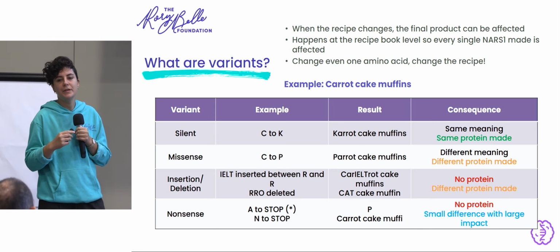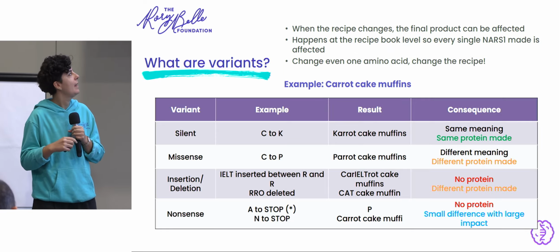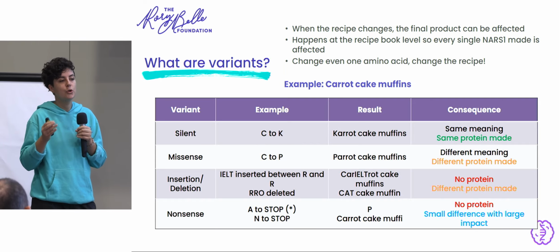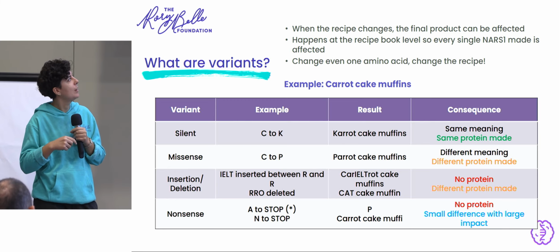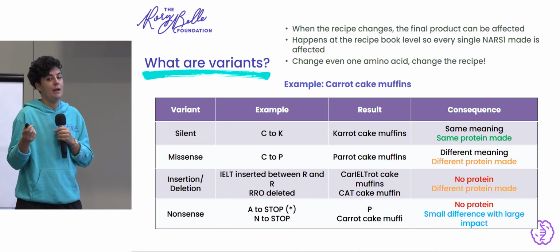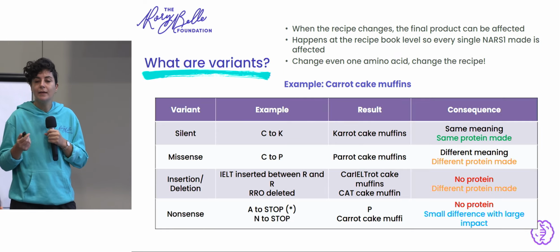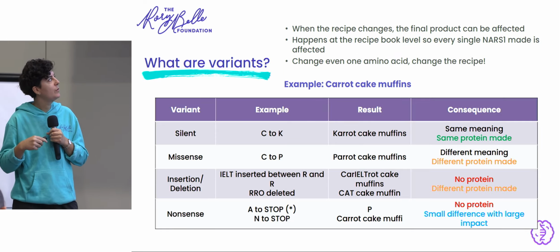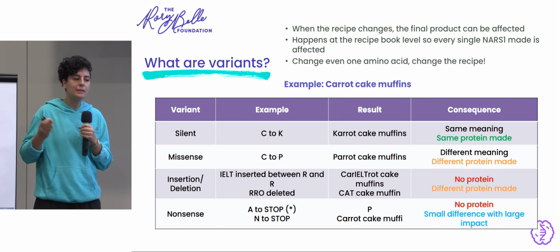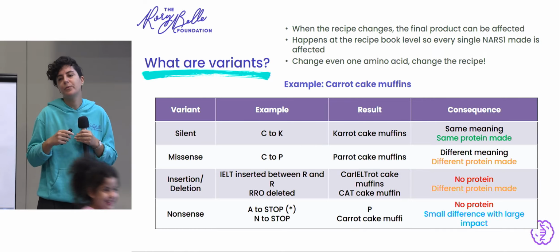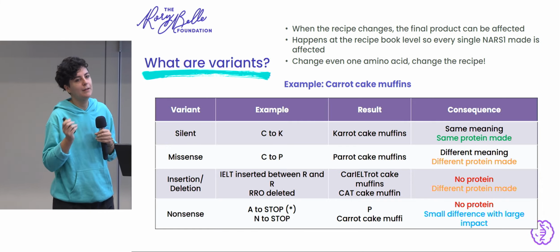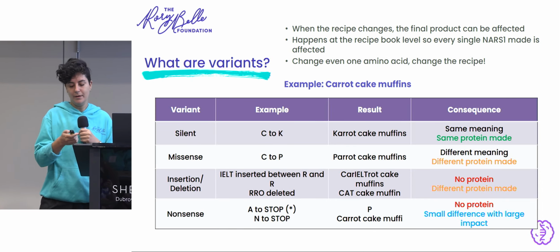And then the nonsense, which is the case of the RR534, for example. There are 2 cases. Either you have a stop, so a shortened protein. For example, A2 stop, you just end up with a P, so you have no protein at all. But in another case, you can have a stop that is at the very end, so you still have most of the information. Right here, you have your carrot cake muffin. You can still guess what's going on, but the protein is functionally going to be very altered. So it can have small differences or very large impacts, and it is happening at the NARS1 level.